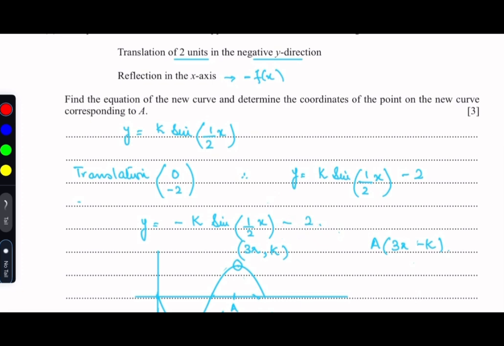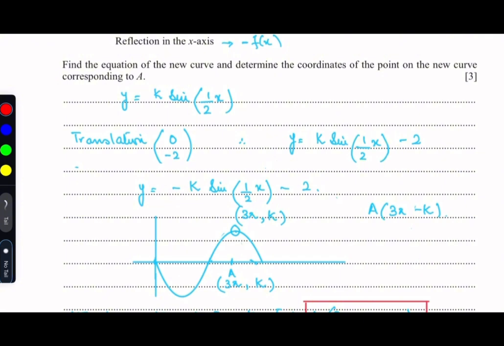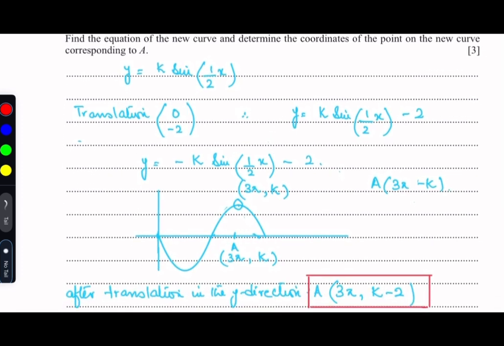So the next thing that they have said is to determine the coordinates of the point on the curve corresponding to A. So that means that after the translation and the reflection in the x-axis, what should be the new coordinates of A then? We knew that A was having the coordinates 3 pi and minus k.